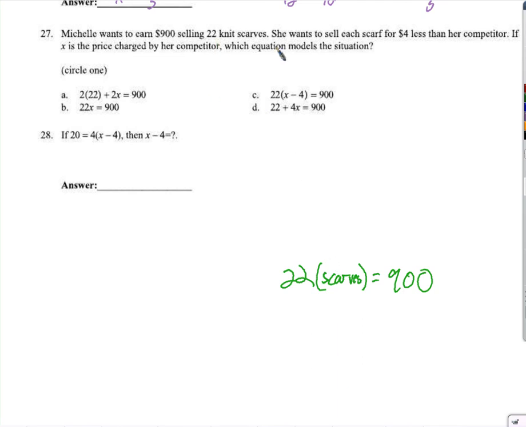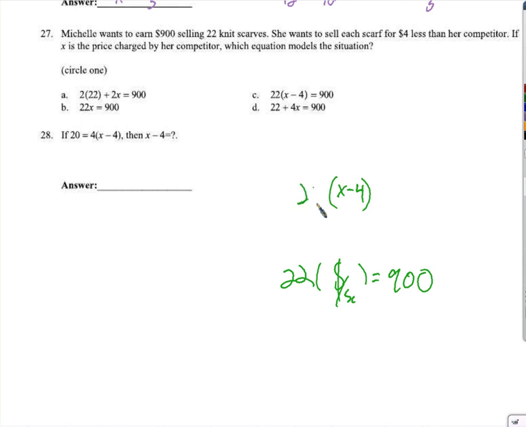Oh no, 22 scarves. 22, excuse me, please. 22 scarves times the number of dollars per scarf. Right, the dollars per scarf. Well, I don't know what she wants to sell them for. She doesn't even want to sell them for X. Her competitor's selling them for X. She wants to sell them for X minus $4.